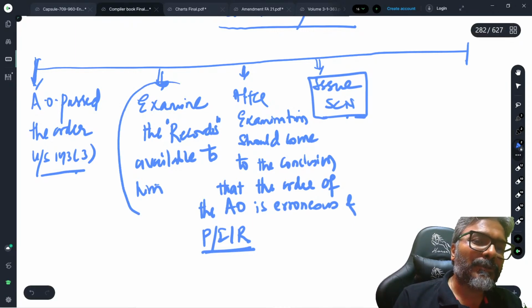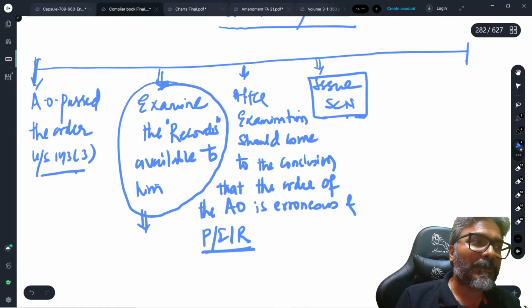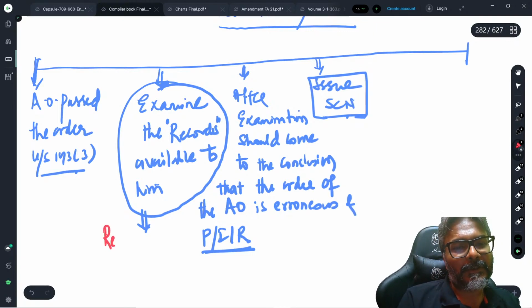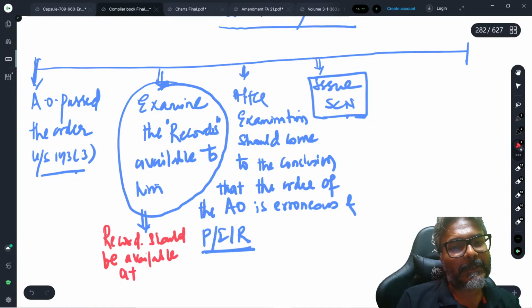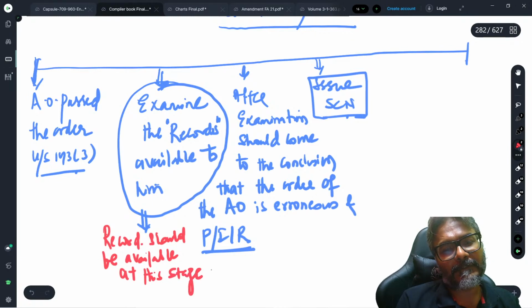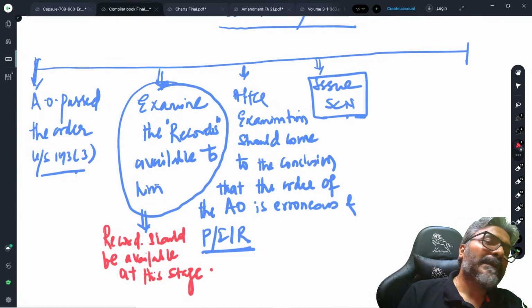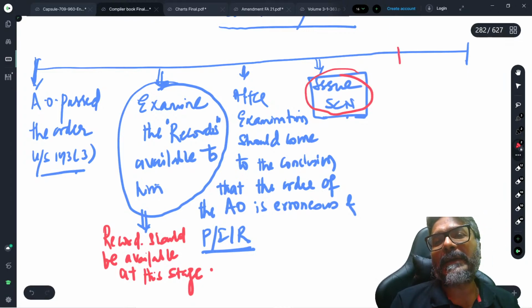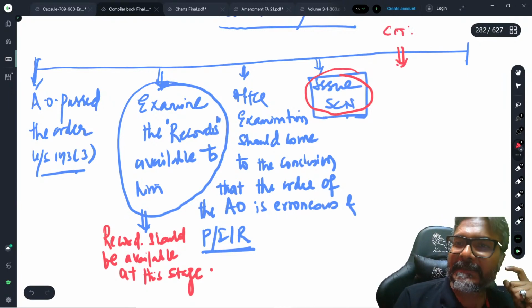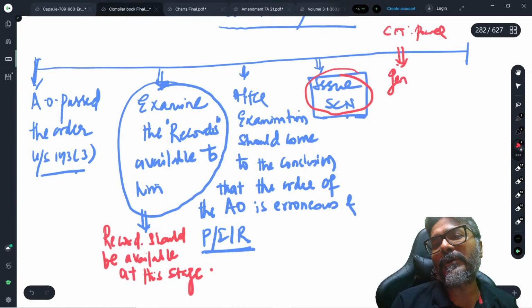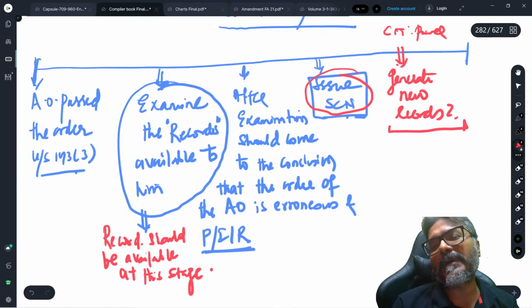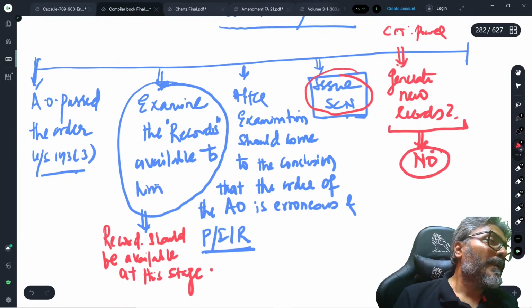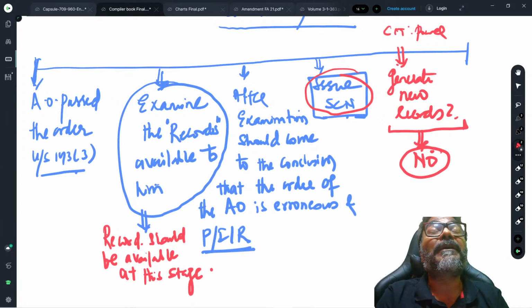So students, the record should be available at this point of time. The bottom line of this question which was asked in the examination is that the record should be available at this stage. The question therefore is, students, after the show cause notice has been issued, can the CIT exercise the power to generate new records at this stage? And the answer is no. Whatever record is available at that stage, only that he can consider.